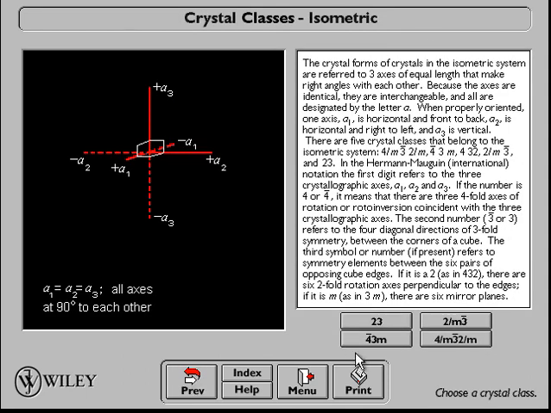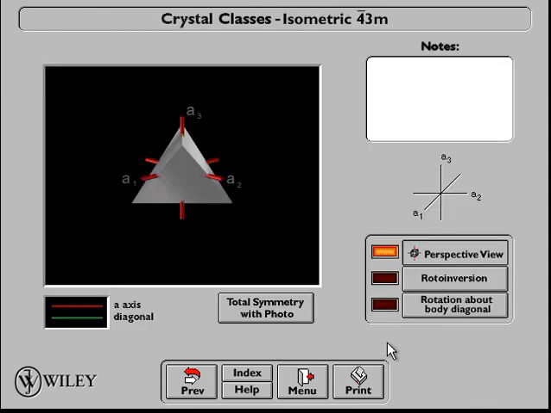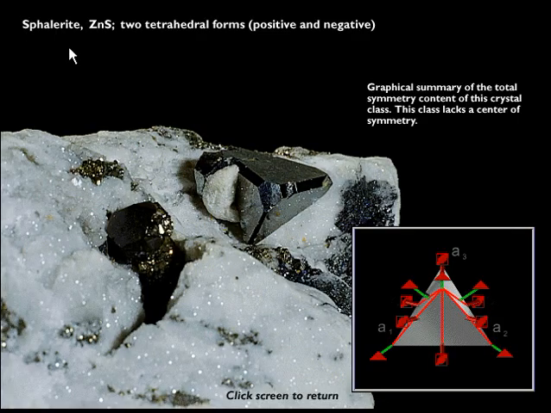So now we are coming to the next example: 4 with a 4 inverse rotation axis, and then 3 times rotation with a mirror. Therefore we are starting again with the total symmetry using a photo, and here we have a sphalerite, that is a zinc sulfide, having 2 tetrahedral forms, a positive and a negative.